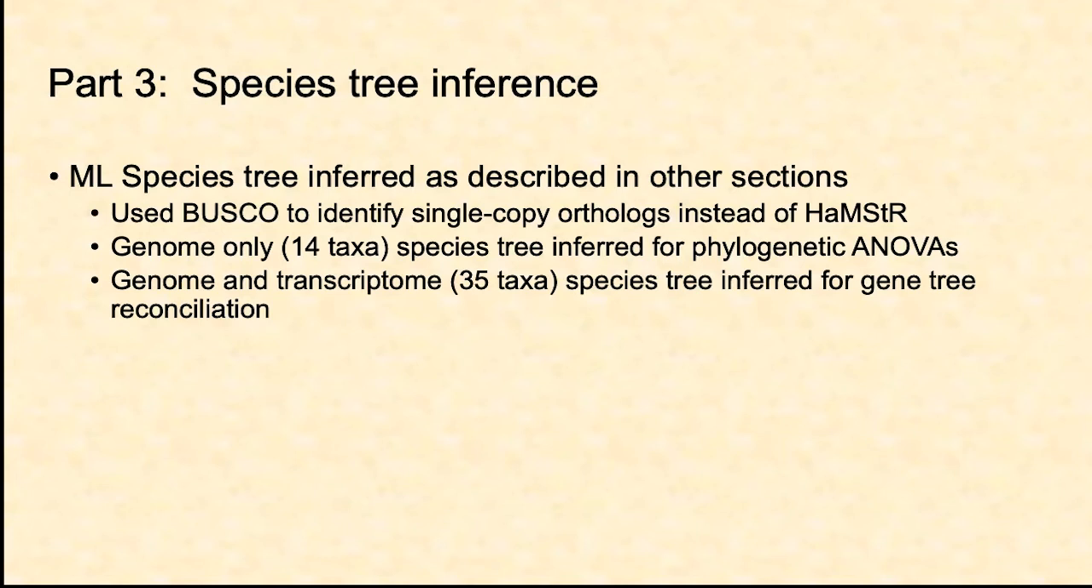I did a species phylogeny using only the genomic sequences, the 14 taxa. And I did that for use in the phylogenetic ANOVAs that I performed. And I did a species phylogeny using both the genomic and transcriptomic taxa, the 35 taxa species tree. And I used that for the species tree, gene tree reconciliation.